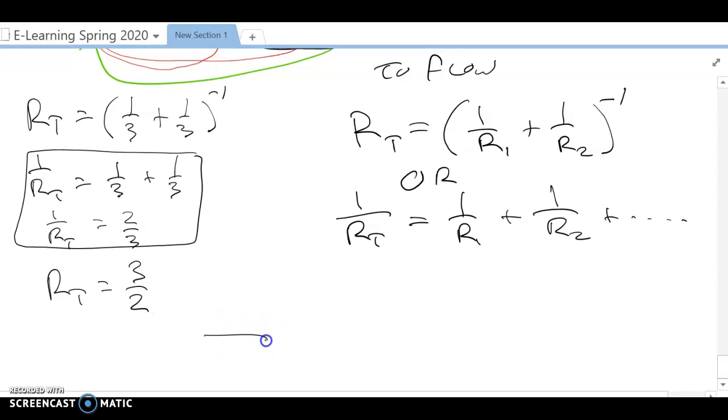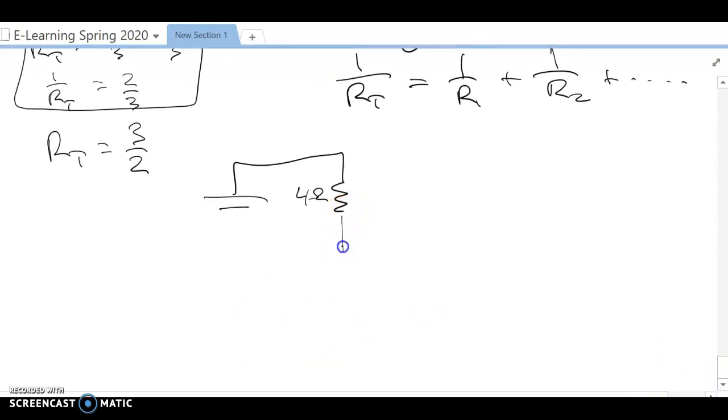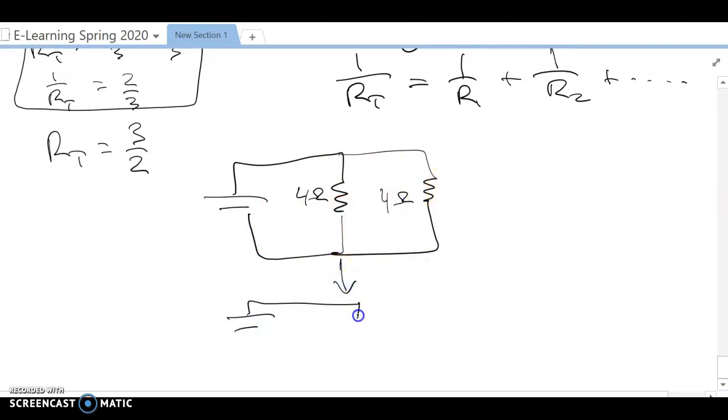So wait a minute. You're telling me if you had something that was 4 ohms and 4 ohms, these things together act like they're really just one. Is it going to be easier or harder to get through than 4 ohms? It's going to be easier. So the whole thing together is like 2 ohms.